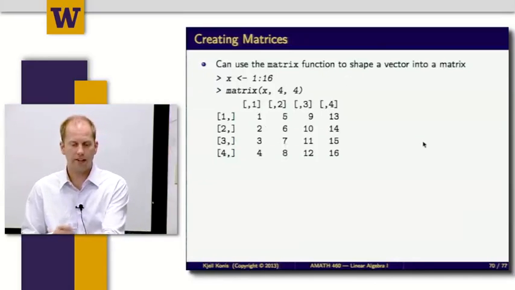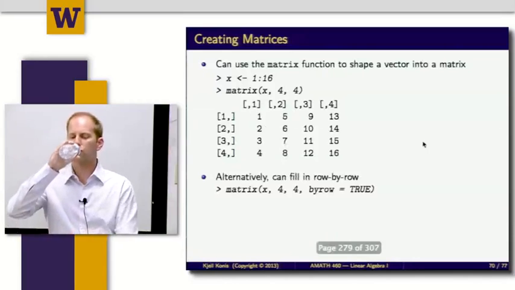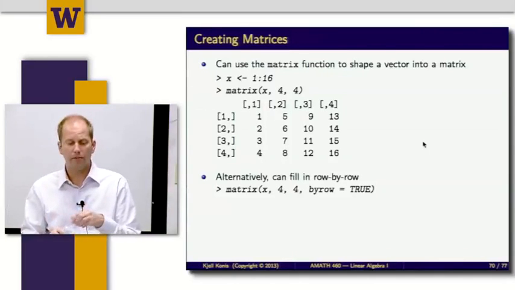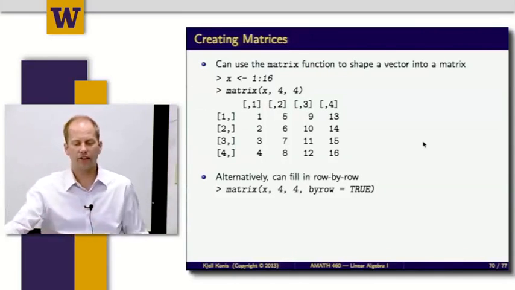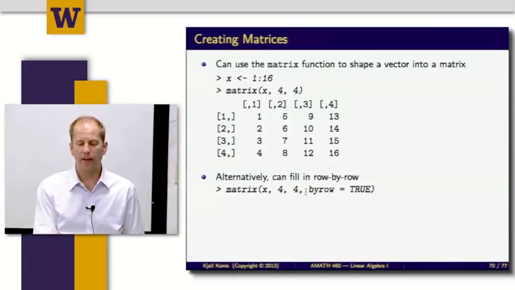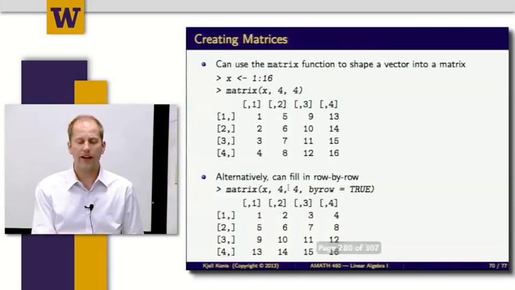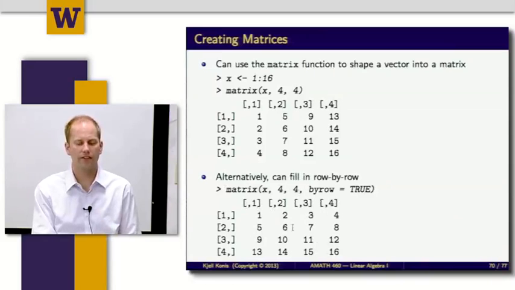If you want it instead to go by row, you can give the matrix function this optional byrow equals TRUE argument. And now instead of filling this in column by column, it's going to fill it in row by row. So I get 1, 2, 3, 4 in the first row, 5, 6, 7, 8 in the second row, and so on.